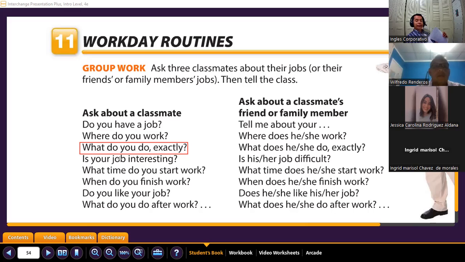What activities do you do exactly? The part of... ¿cómo se dice compras, teacher? Purchases. I do purchases. You don't need to say exactly. Just say I do purchases. I do purchases.